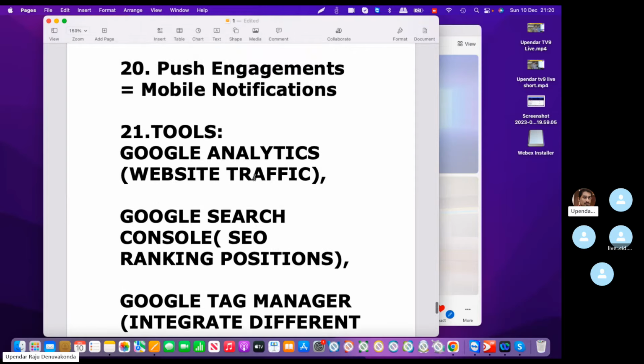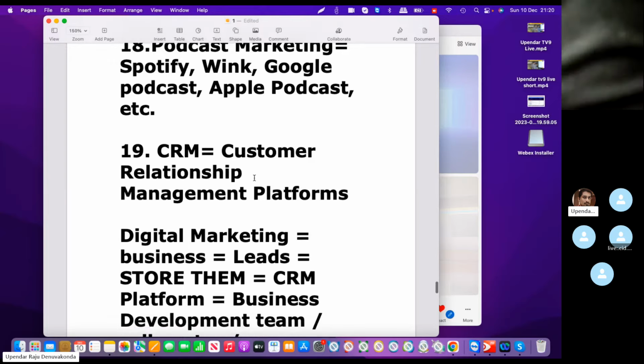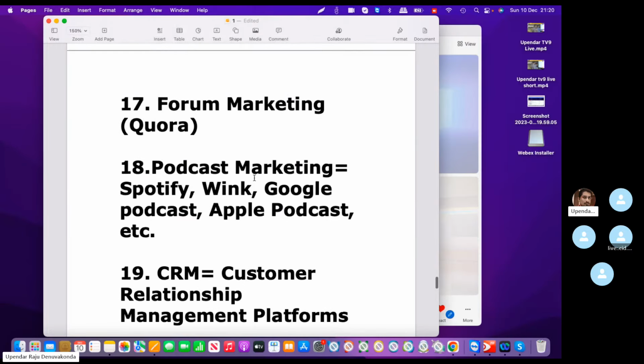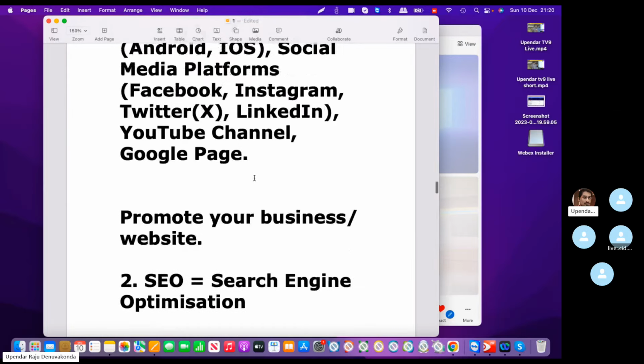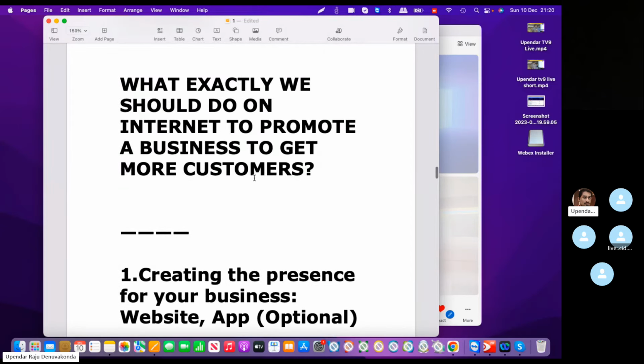Then this is the answer for the question: what exactly can I do for my business to promote all my services and products on the internet to get more customers, more leads, more sales, revenue and profit. I hope it is clear. I have given in total 21 points here, and you have to remember all these 21 points. This is the answer if somebody asks you, tell me how you can promote your business on the internet to get more customers.